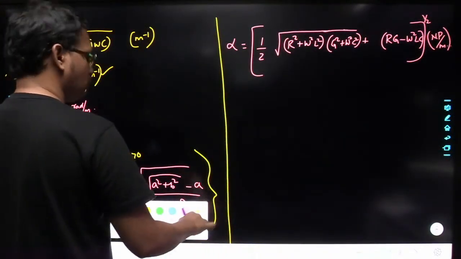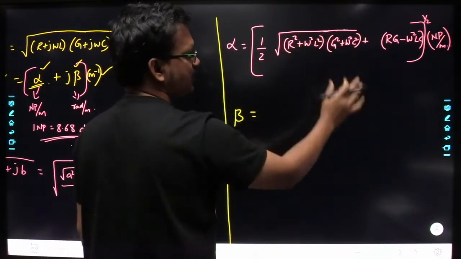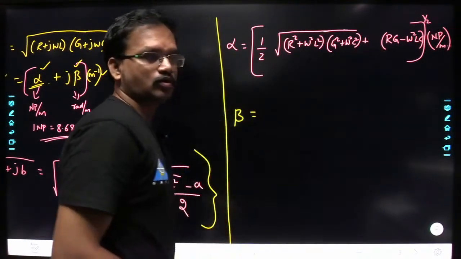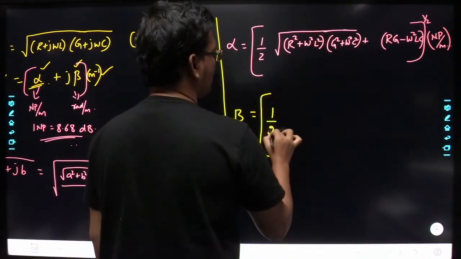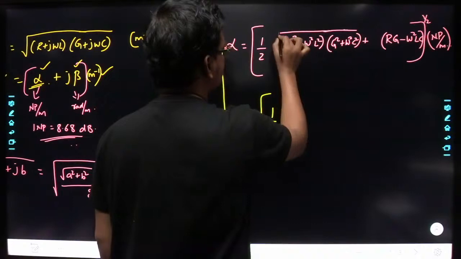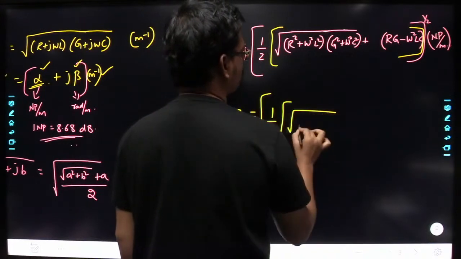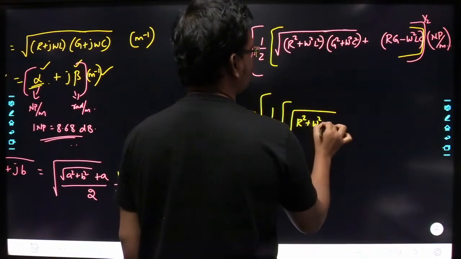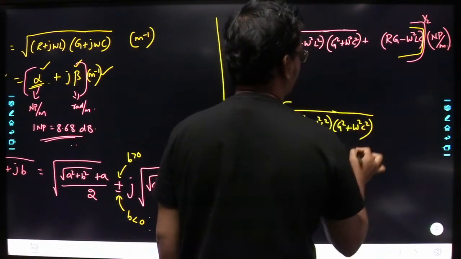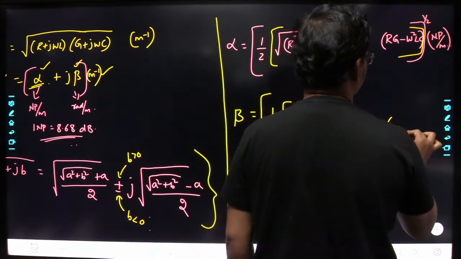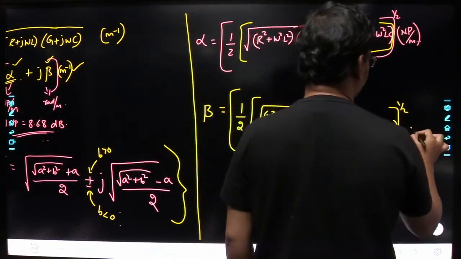Next, for beta, the expression looks similar, but in place of plus you are going to get a minus sign. That is the only difference. So beta is equal to 1 by 2 into the square root of (R square plus omega square L square) multiplied by (G square plus omega square C square) minus (RG minus omega square LC), whole to the power of 1 by 2, in radians per meter.